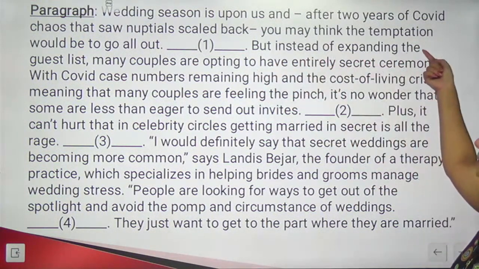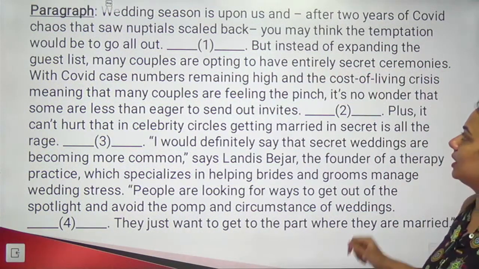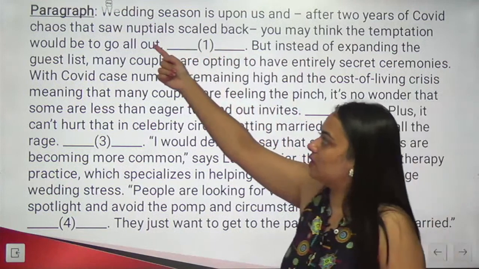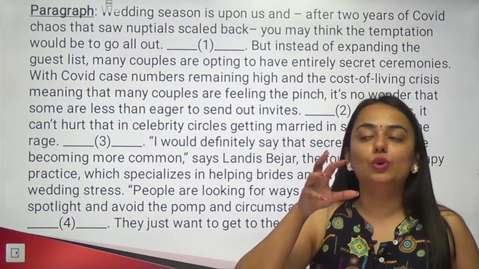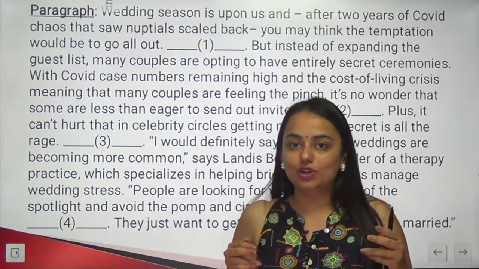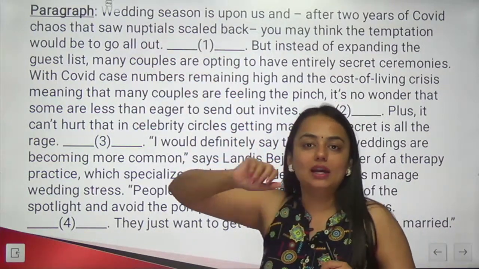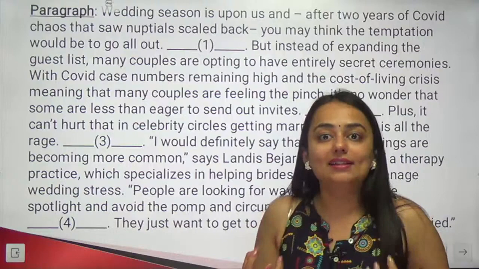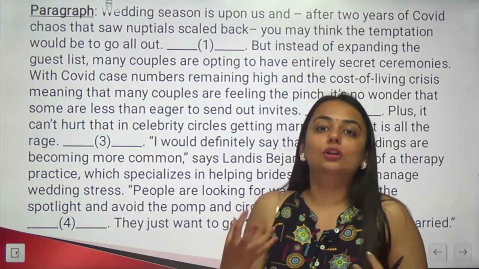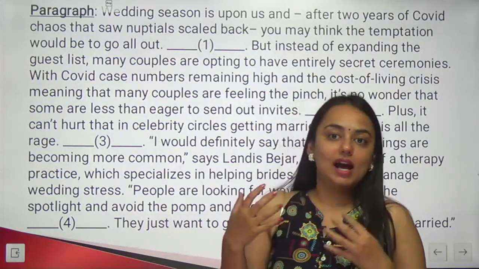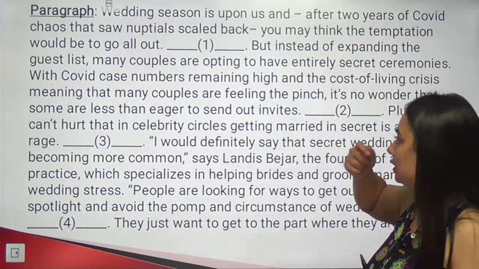But instead of expanding the guest list, many couples are opting to have entirely secret ceremonies. So this sentence and the previous one are contrasting pairs. If you remember, I've already taught you in sentence rearrangement questions what a contrasting pair is. One idea is given which lays the base and raises the question of what the author is going to say, that the couples must be excited after COVID that they'll have a big wedding. But instead something else is happening, and that is given in the succeeding line.